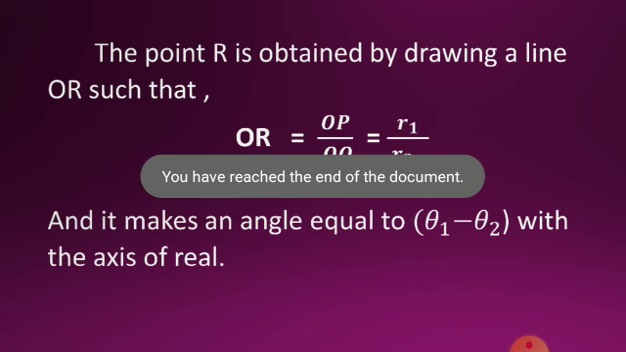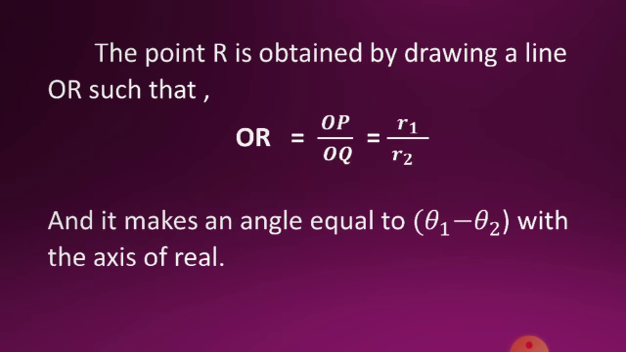So we see that the quotient, or division, of two complex numbers is also a complex number having the real part r1 by r2 and imaginary part e raised to i (theta 1 minus theta 2).